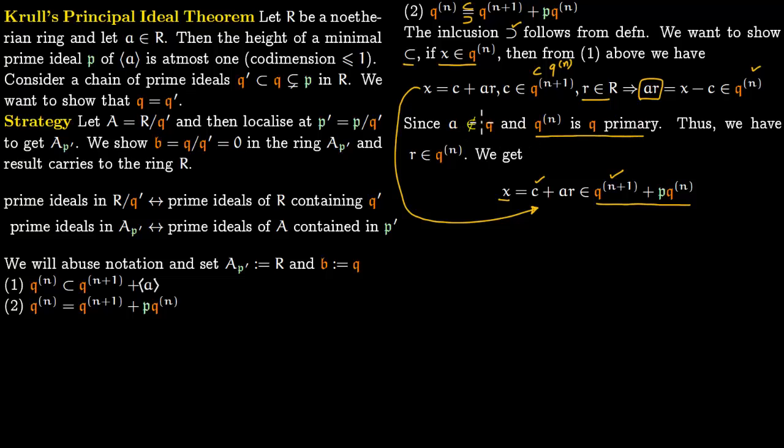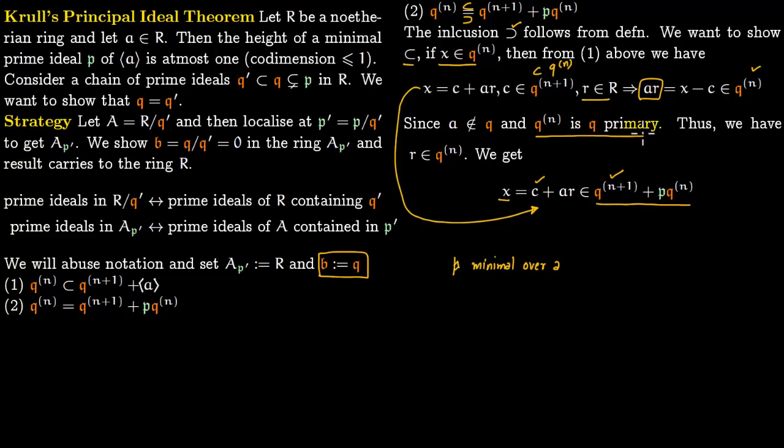Now notice that a does not lie in q. This is precisely because this prime ideal P is minimal over a. If a would lie in Q, and this is a chain of prime ideals, then P is no longer minimal over a. So you have to have the case that a does not lie in Q. Notice again, this Q here is B, which is Q modulo Q prime, but the same story holds. So a does not lie within Q.